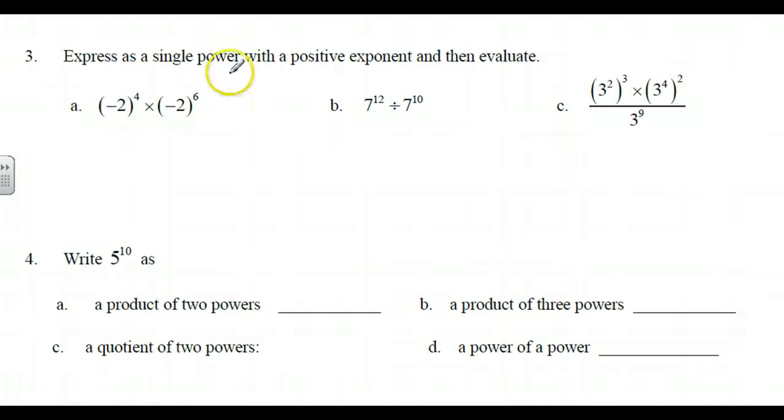Okay, express as a single power with a positive exponent, and then evaluate. Well, the base is negative 2. The bases are the same, right? We can't multiply base of negative 2 with, if this were positive 2, so the bases need to be the same. Bases are the same. We multiply, we add the exponent. So that's negative 2 to the power of 10. When you raise a negative to an even exponent, it'll end up as positive. So evaluating this, we get the same as 2 to the 10th, basically, or 1,024.